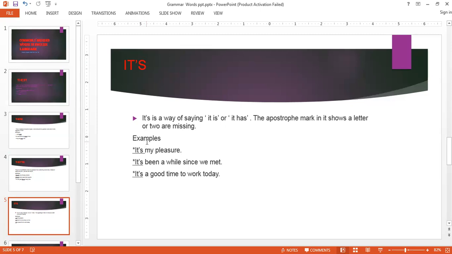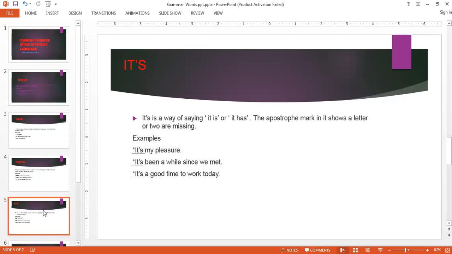So let's look at the examples. It's my pleasure. The same is written in the second example, but in this second example, it means it has been a while since we met. It cannot be it is been a while. And in the last one, it's a good time to work today. So good writers will use some of these techniques, and good readers will understand what they've done.